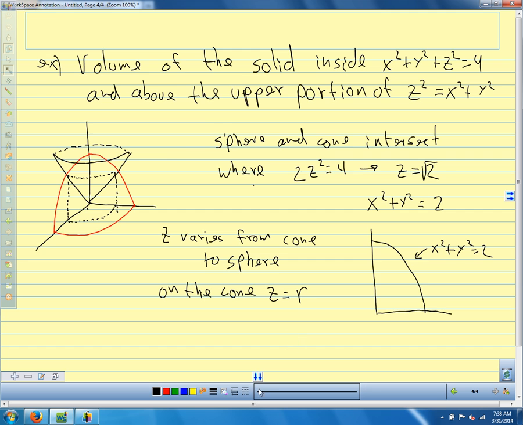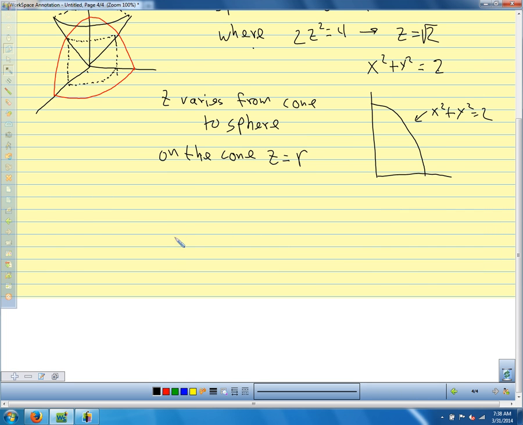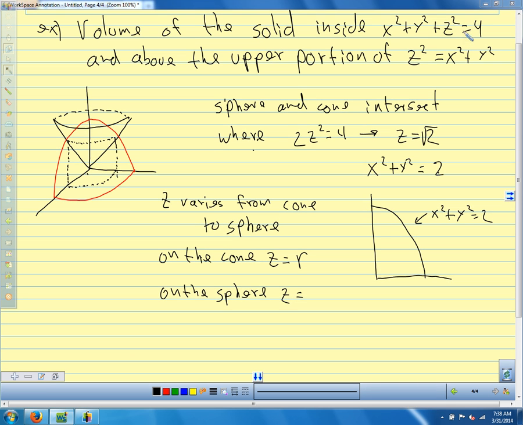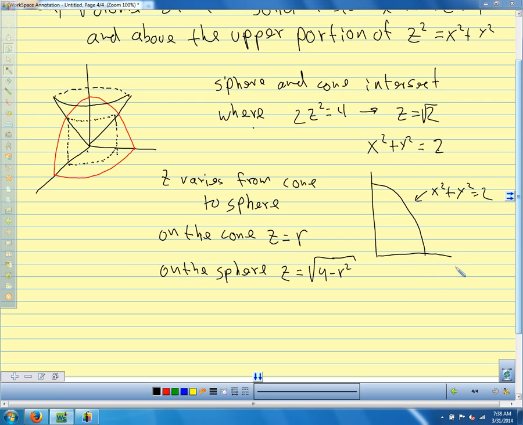z equals r. On the sphere, z equals the square root of 4 minus x squared plus y squared, or 4 minus r squared. So now we have our limits for our triple integral. We have our region in the xy plane. We have our function z expressed in terms of r and theta.